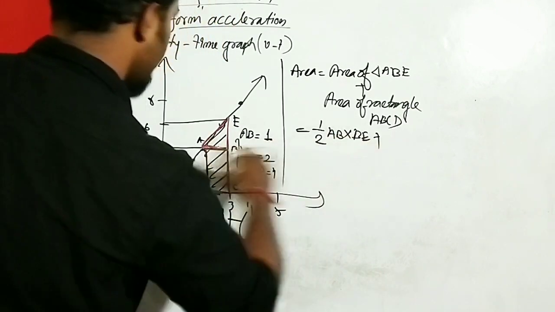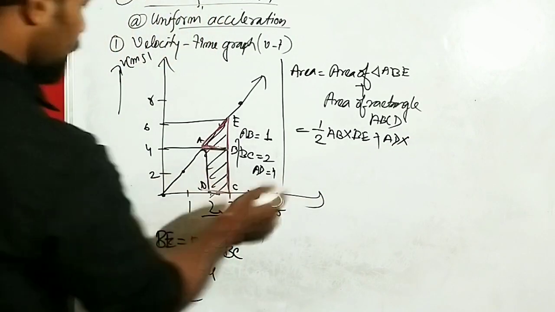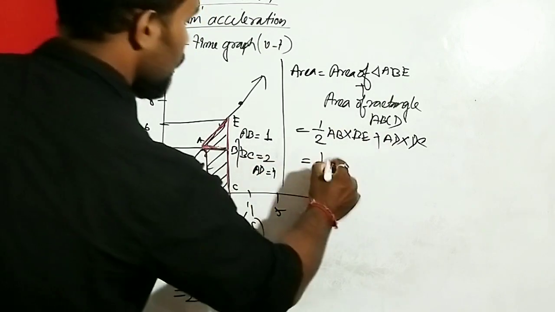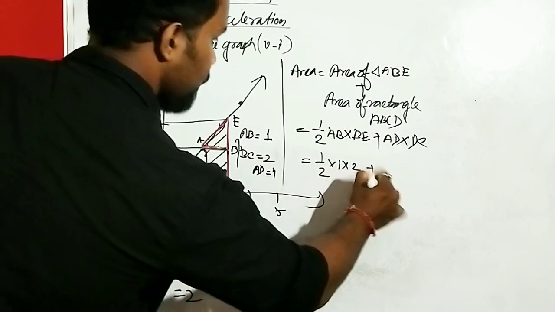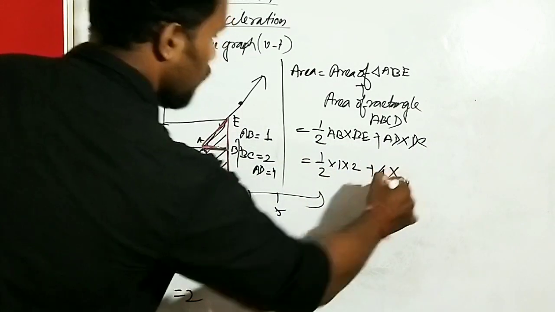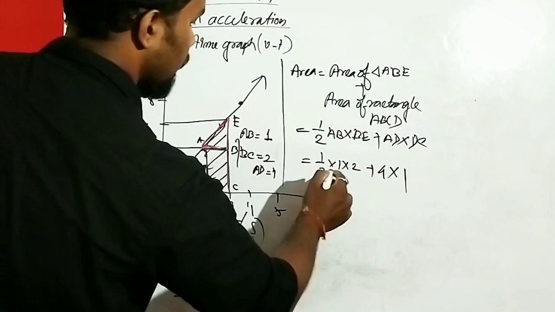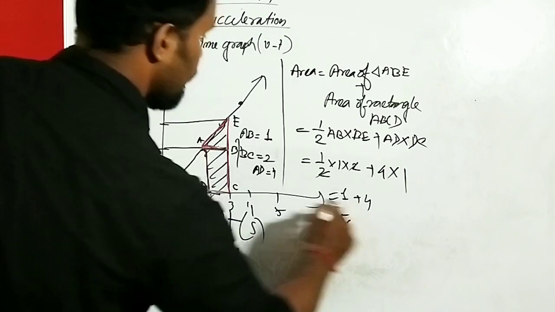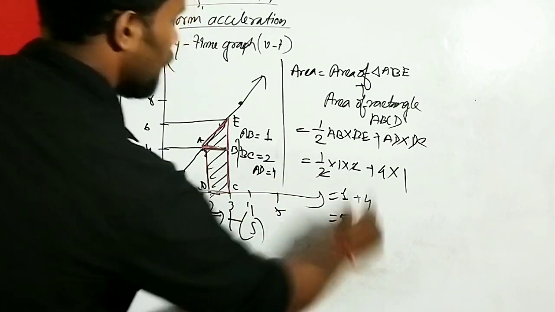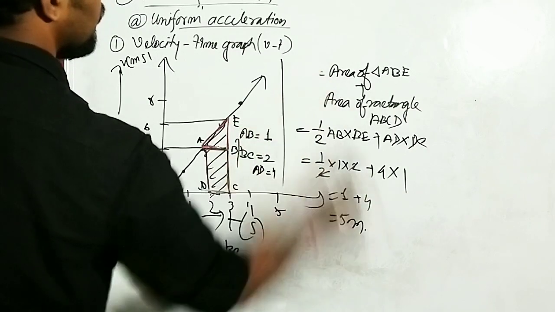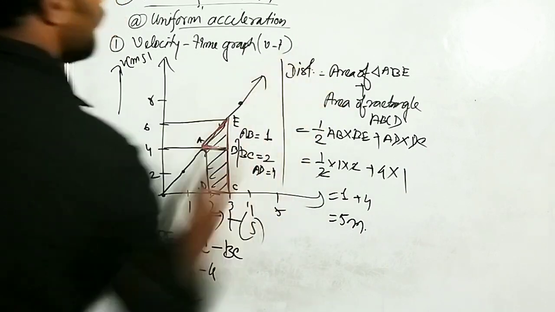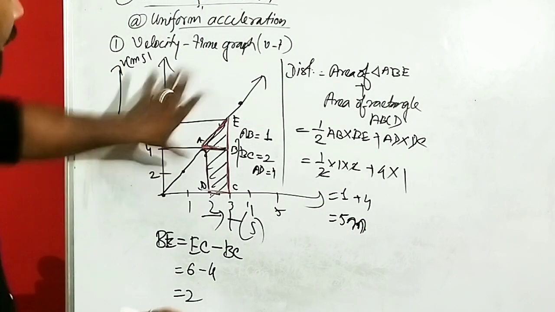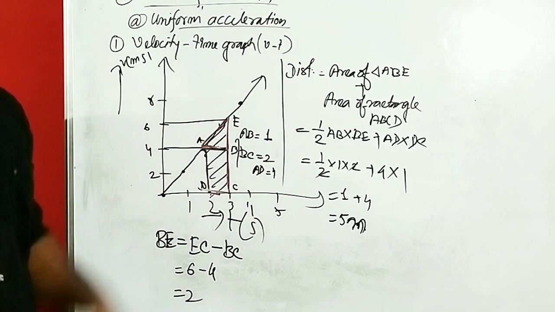Plus, that means we can say AD into what? DC. DC is equal to AB. So what we can write in this case, if you put the magnitudes: AB is 1, what is BE? BE is 2, plus what is AD? AD is 4. And what is DC? DC is equal to AB. AB is going to have a value of 1. If we cancel this out, what are we going to get? 1 plus 4, that is 5. That means the area actually gives us meters, that means the distance, right? Actually it is a distance. Distance gives us the value of 5 meters.